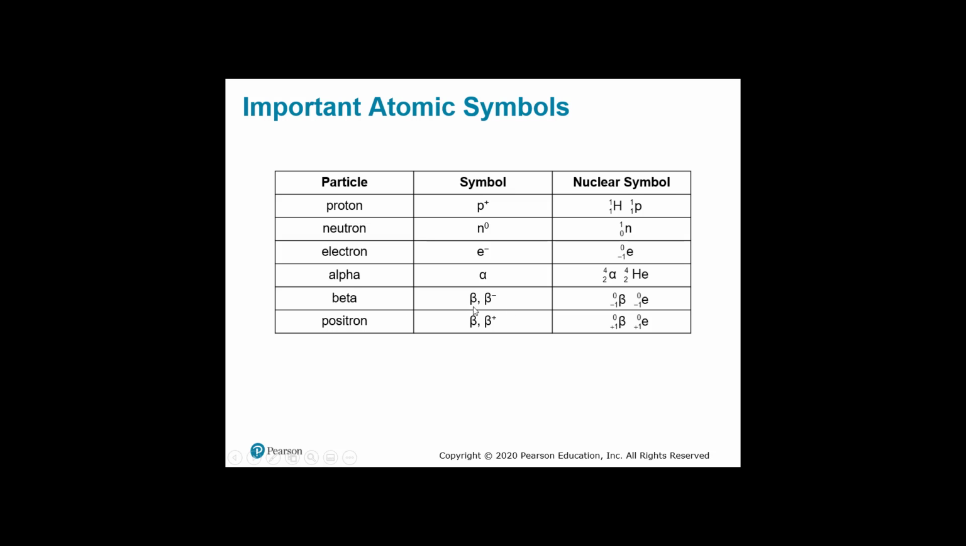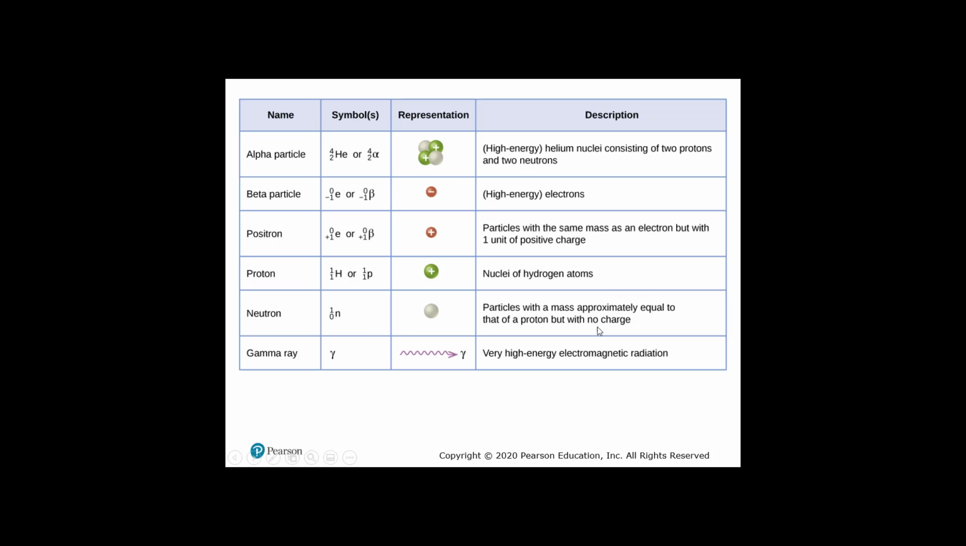Beta is either a B or B minus, and it is either a 0 with, these have no mass to them, or it could be a beta sign with a -1, or -1 and an E. And the positron is a beta plus. And as you can see, it's the opposite of the electron. So it has 0 mass, but it has a +1 charge.